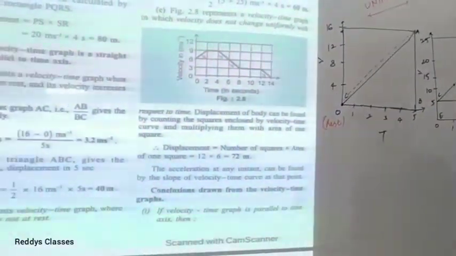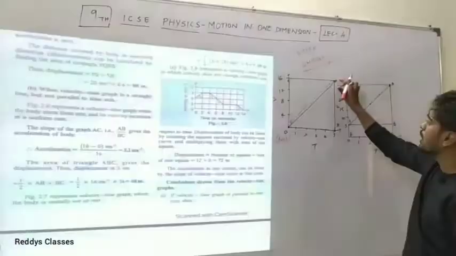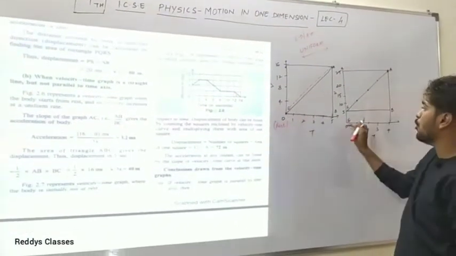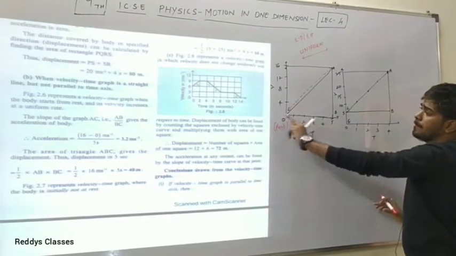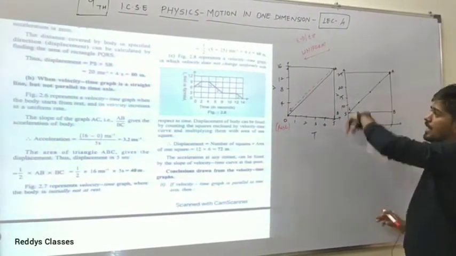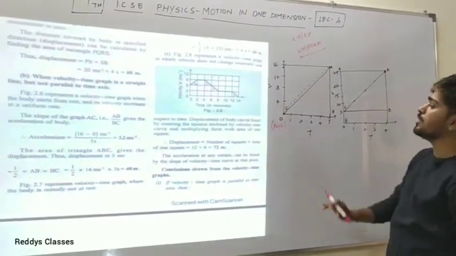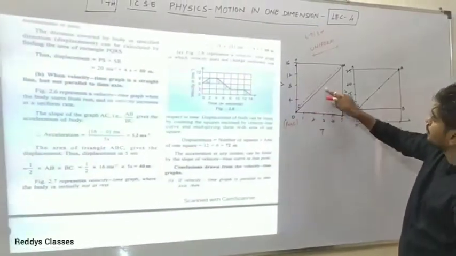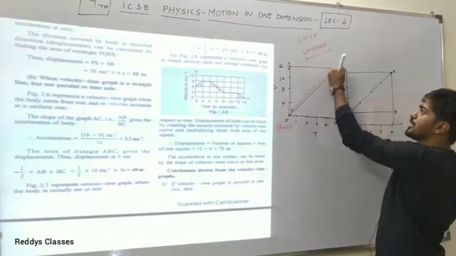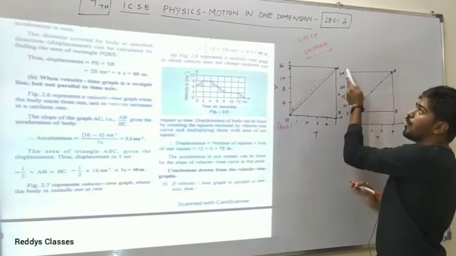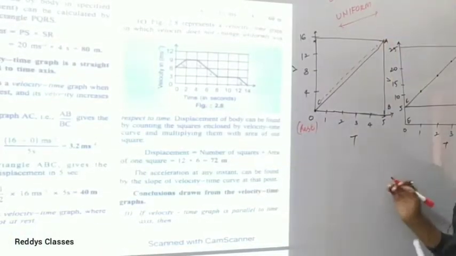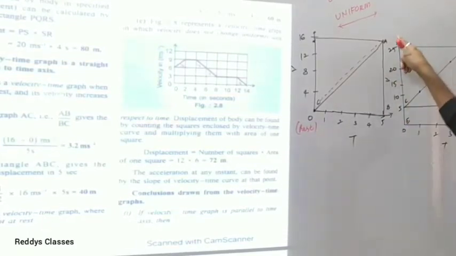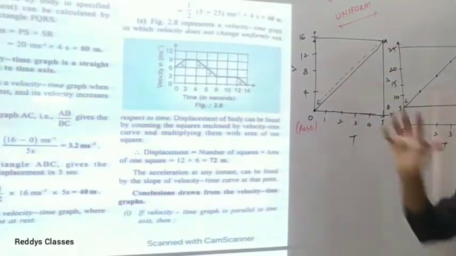Now the slope of the graph, can you see the slope of the graph? The whole graph is like this. We have two sides here, AB and BC. Now for the slope of the graph AC, first of all you can see it is moving in a straight path. It is uniform motion from rest to a particular point. Now we have the slope AC, that is AB upon BC.